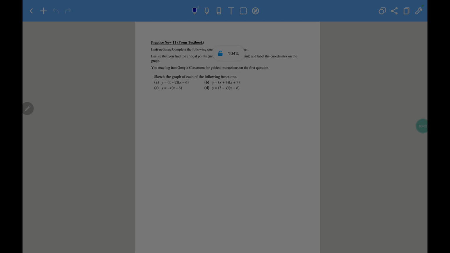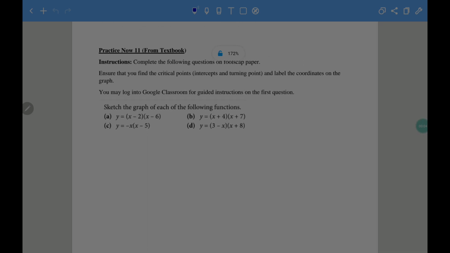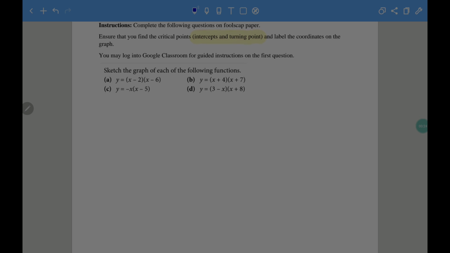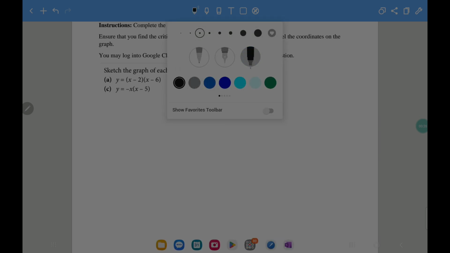Okay, now let's take a look at practice 11. You're expected to sketch the curve on your own right now, and ensure that you have the critical points, the intercepts and turning point, and label them on the graph. I'm going to demo how to do 11A so you can follow along if you're unsure.